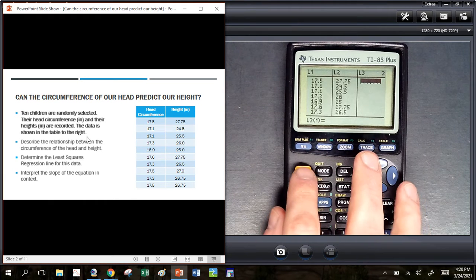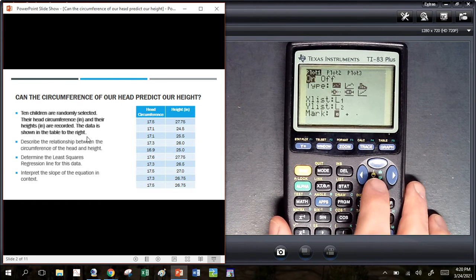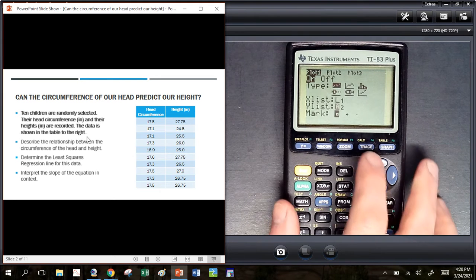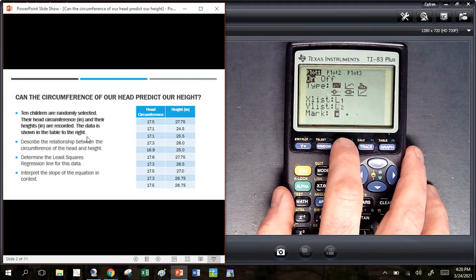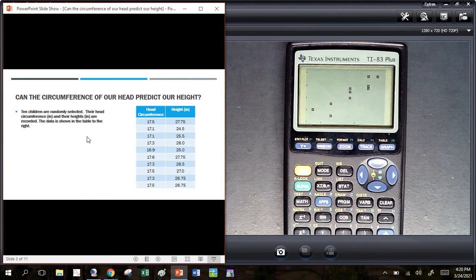The way we do that, we go to second Y equals. We turn plot number one on, set up a scatter plot comparing L1 and L2. Then we do zoom, and then number 9. That always gives us our scatter plot and adjusts the screen so we can see it perfectly. When you're asked to describe the relationship, remember you always want to talk about the strength, the direction, and the type of correlation. In this case, there's a strong positive linear correlation.